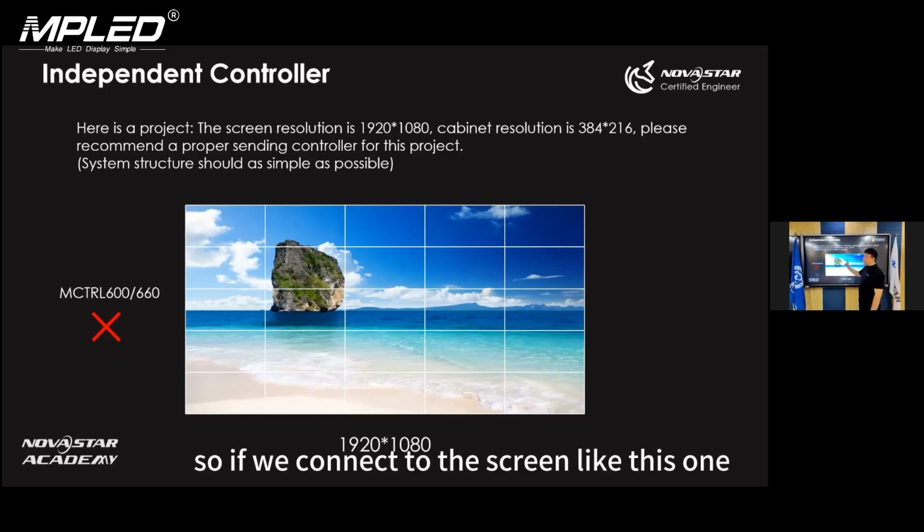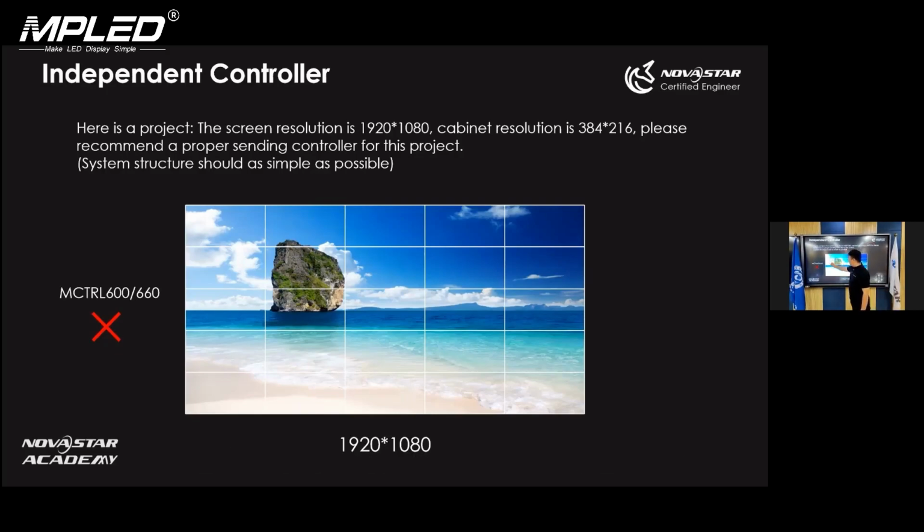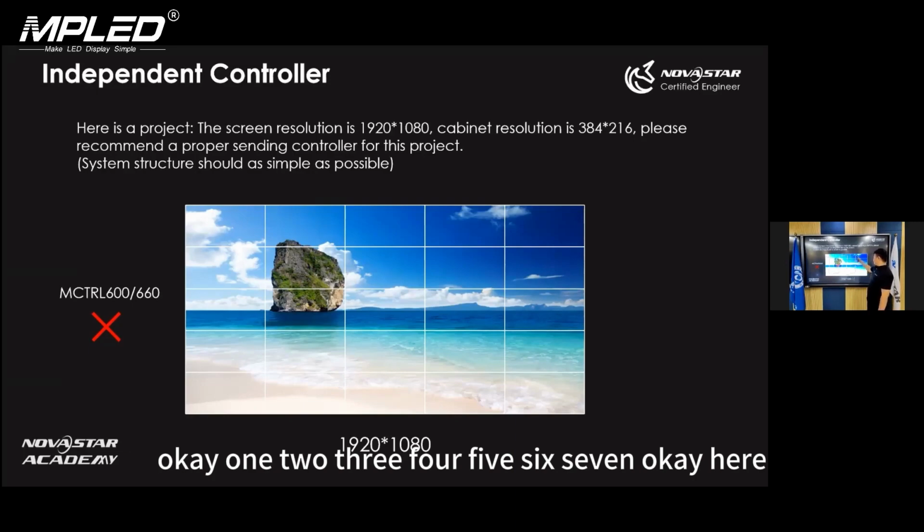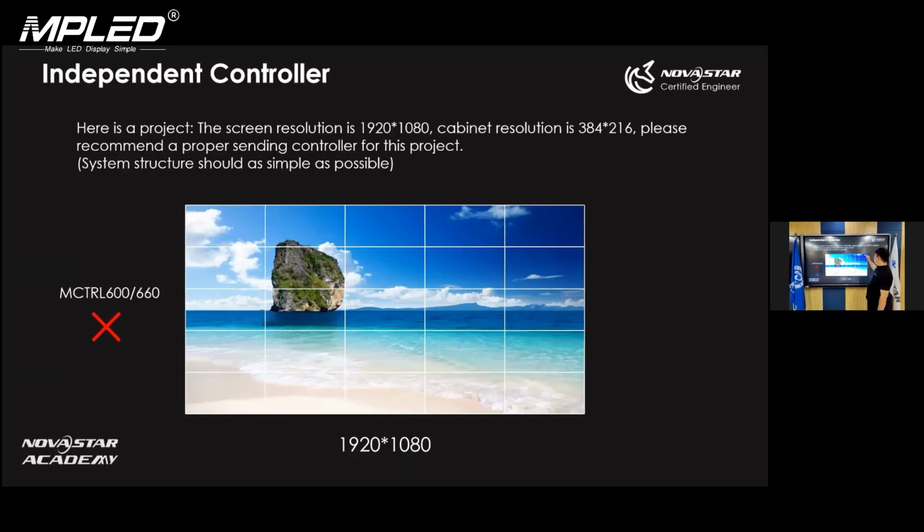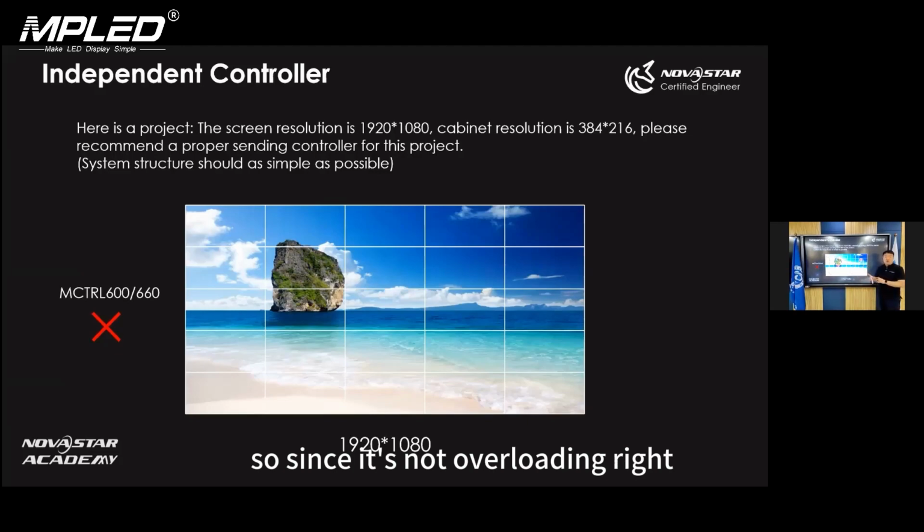So if we connect the screen like this: 1, 2, 3, 4, 5, 6, 7 is port 1. Port 2: 1, 2, 3, 4, 5, 6, 7. Port 3: 1, 2, 3, 4, 5, 6, 7. And port 4: 1, 2, 3, 4. So it seems it's not overloading, right?